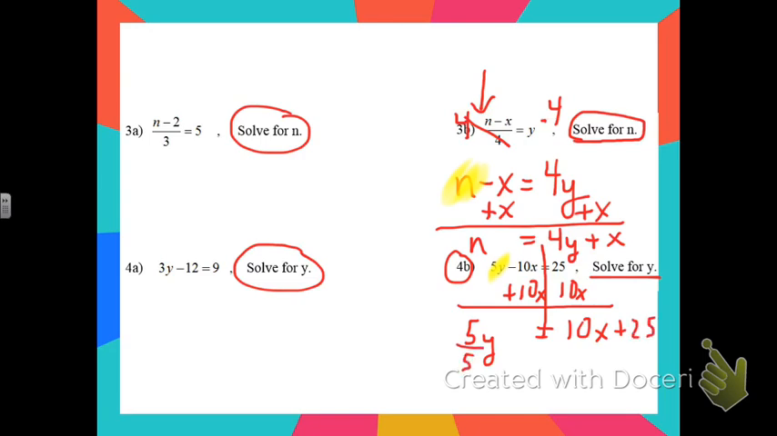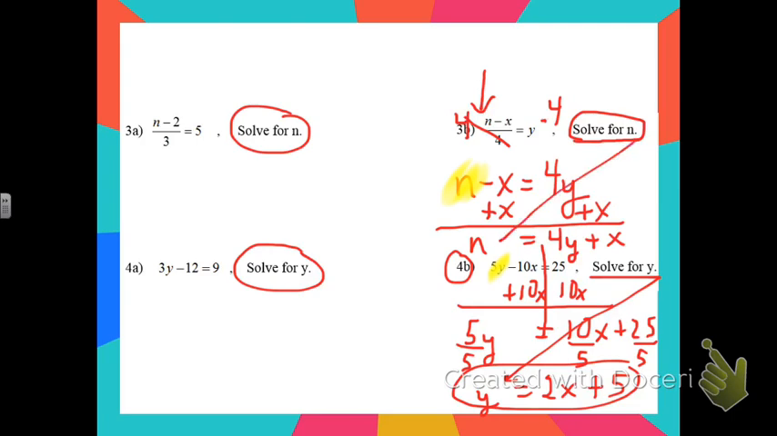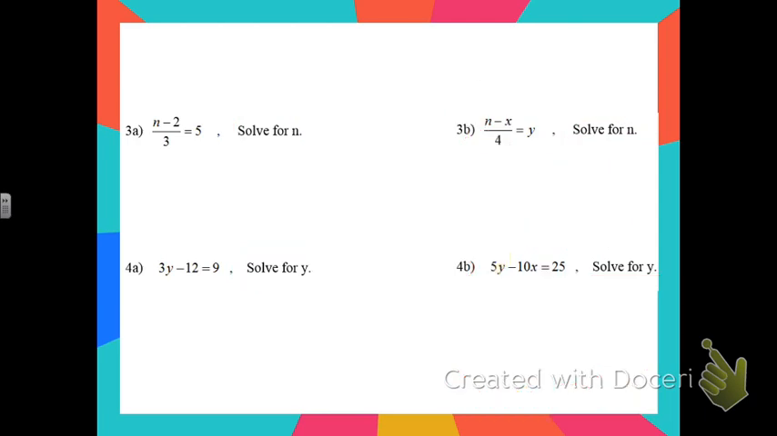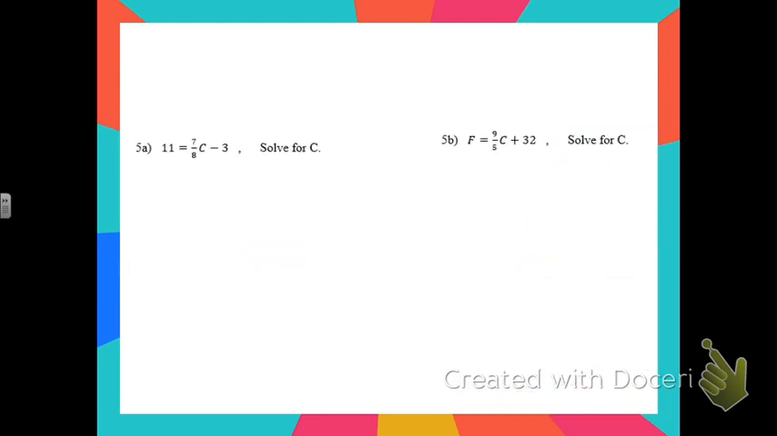Now I can divide everything by 5 to isolate the y. 10/5 is 2 plus 5. And now y has been solved, it's isolated. You can always check at the end, is the thing that's by itself what you want to be by itself. We'll do one more.